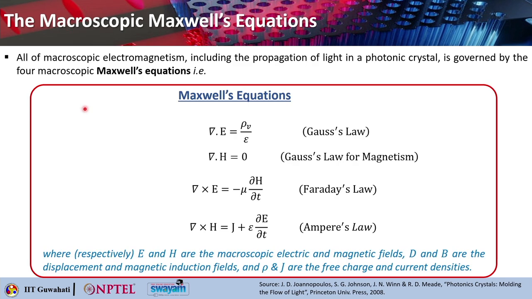In order to study the propagation of light in a photonic crystal, we begin with Maxwell's equations, and this we have already seen in the previous lectures. These are the four Maxwell's equations, which are Gauss's law for magnetism, Faraday's law, and Ampere-Maxwell's law. So these are basically two divergence equations and two curl equations that correlate the electric and magnetic fields with the electric displacement field and magnetic induction field, along with rho and J, which are the free charge and current densities.